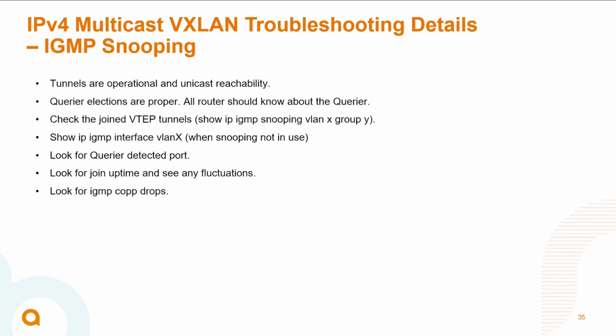Then if it is just used for IGMP routing only, where we have not enabled snooping, you can type show ip igmp interface vlan X. That will tell you where the querier is and who the querier is, all those details. Then another thing we can look at is the querier detected port, which is the VTEP where the querier is detected. All those things will be the same as what we were supporting earlier also.